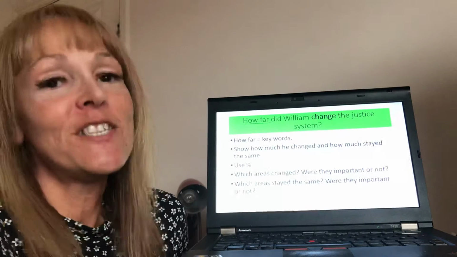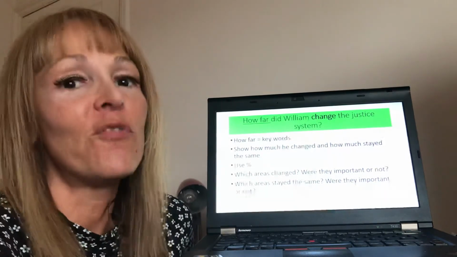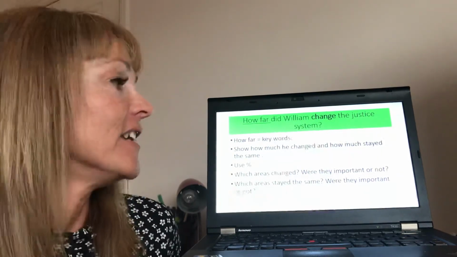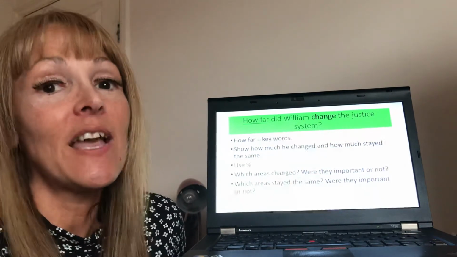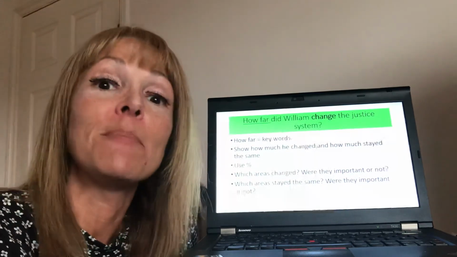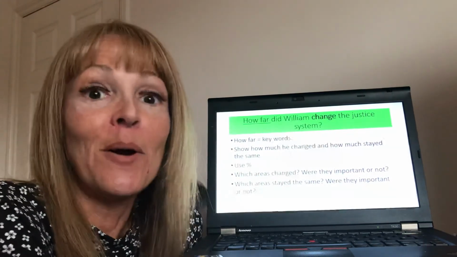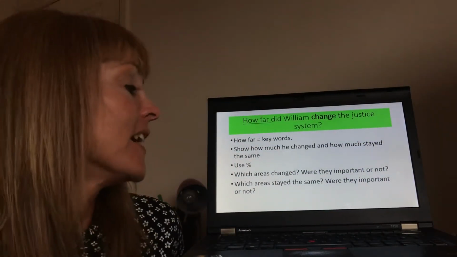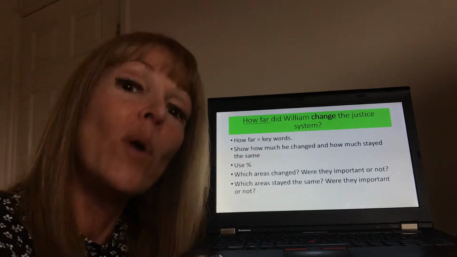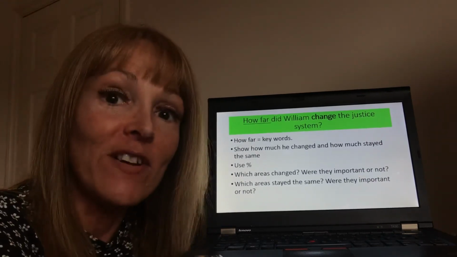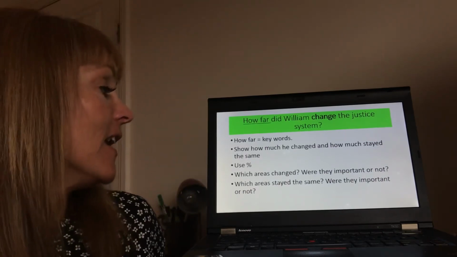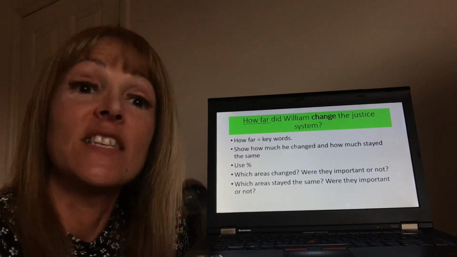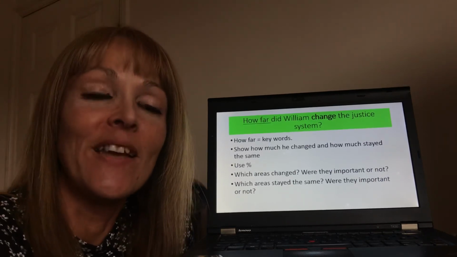So the key words in that question are how far. And what I'd like you to do is to show how much he changed and how much just stayed the same. And if you like, I've suggested that you use the percent that we'd use in the 16-mark question. If you want to be really clever, the last few bullet points there give you some ideas. You might want to write about which areas changed and which areas stayed the same. And finally, were they important or not, the changes that he did make or the things that he decided to keep the same. So I hope that all makes sense.